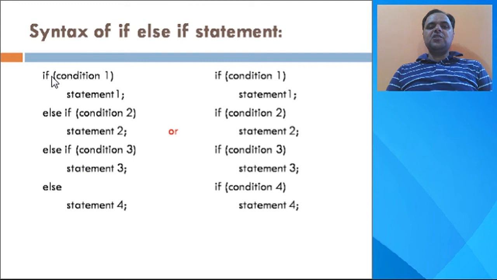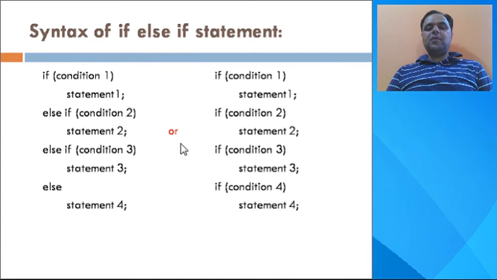It means if condition 1 is true, then statement 1 is executed, and if condition 1 is not true, then we have to check condition 2. If condition 2 is true, then statement 2 will be executed, and if condition 2 is not true, then we have to check condition 3. If condition 3 is true, then statement 3 is executed, and if condition 3 is not true, then the else part, which means statement 4, will be executed. So statement 4 will be executed when all of conditions 1, 2 and 3 are not true.